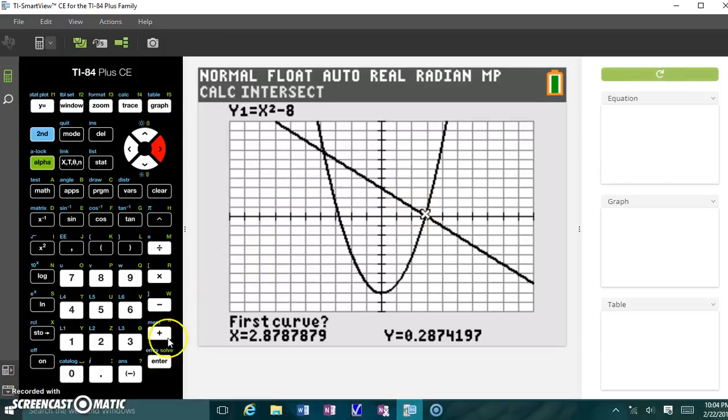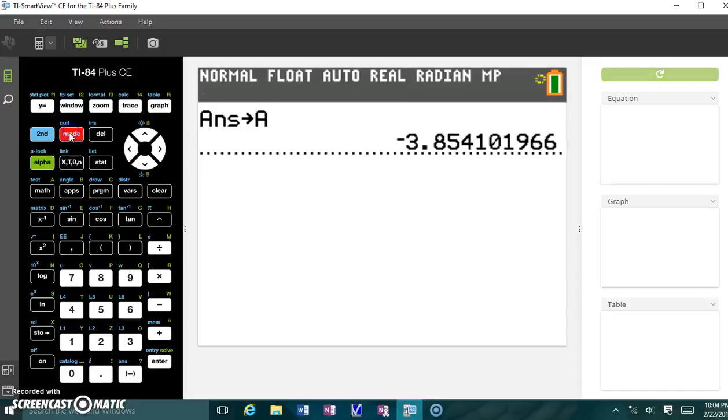So I've moved my cursor over here. I'm going to hit enter 3 times. And I get this intersection point. Again, we're not rounding. We're going to our home screen. Our calculator remembers the last answer it found. So I'm going to hit store. So hit store on your calculator.